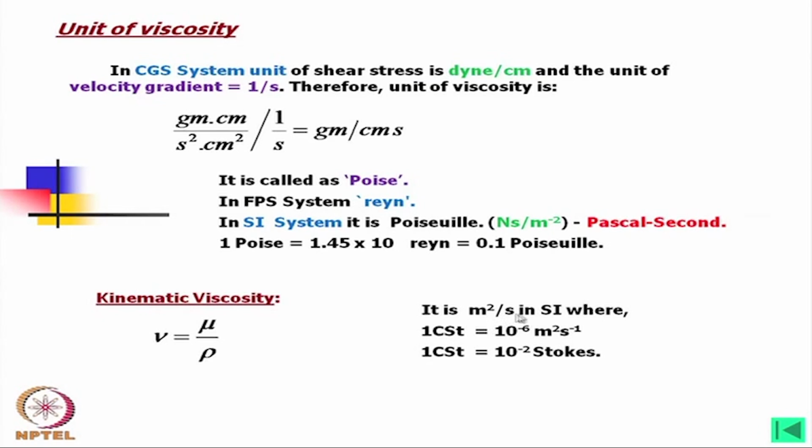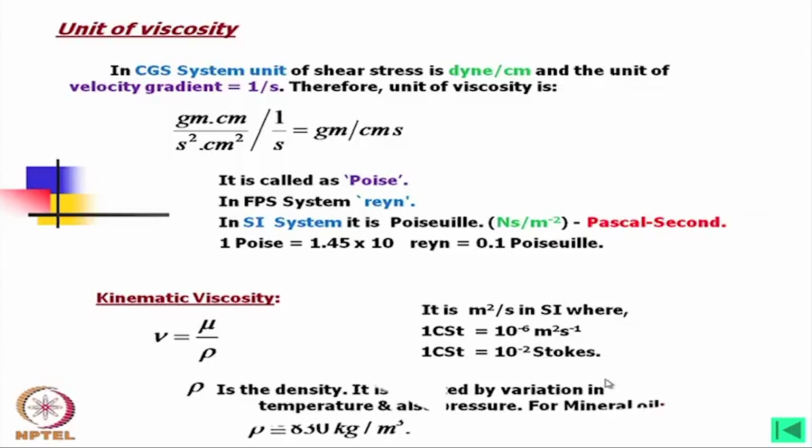Now, it is meter square per second in SI units, and 1 centistoke is equal to 10 to the power minus 6 meter square per second, and 1 centistoke is equal to 10 to the power minus 2 stokes. Now, rho is the density. It is affected by variation in temperature and also pressure. For mineral oil, rho can be taken approximately equal to 830 kg per meter cube. It normally varies from 830 to 850 kg per meter cube.